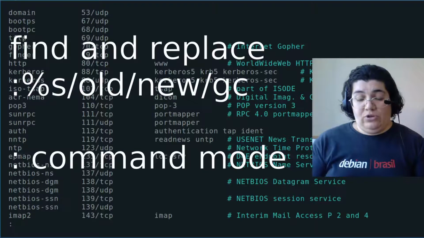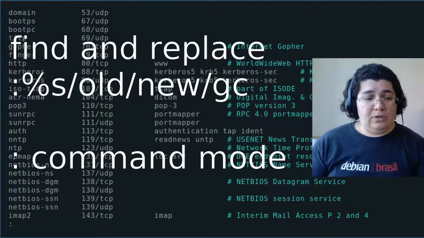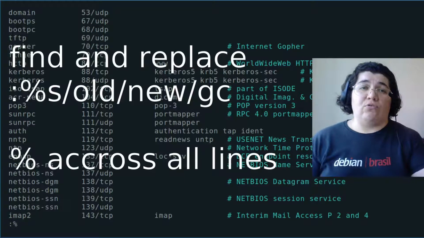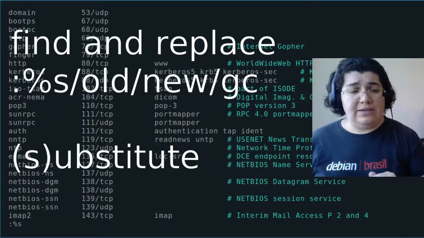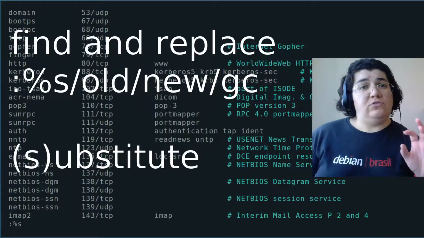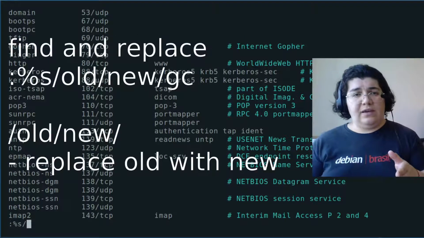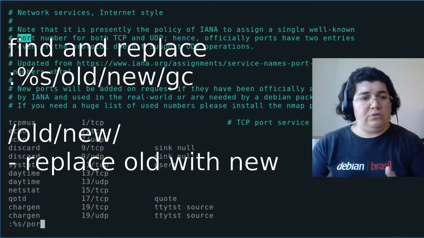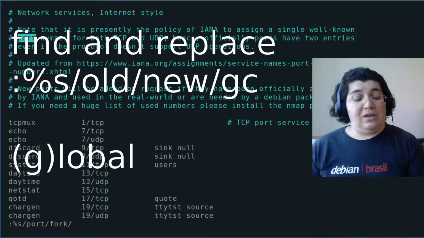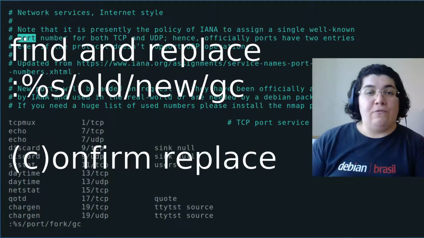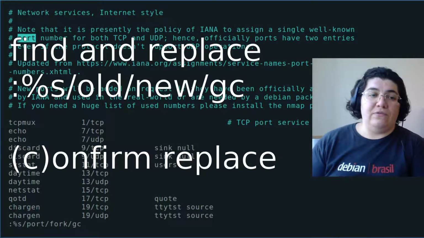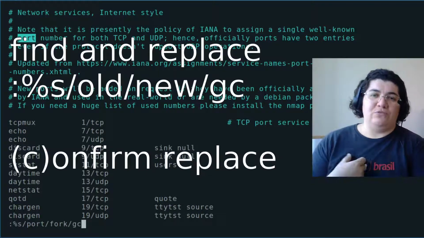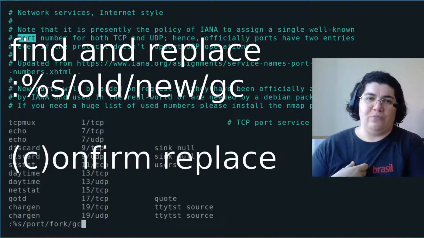So I'm in the command mode with the colon. I'm using the percentage sign. That means that I want this across all the lines. Lowercase s to substitute, slash to find that piece of text. I want to replace everything that is port with fork. And then I want this to be global. I want to confirm every occurrence of the word port that I'm going to replace with fork. I want it to confirm with me if I'm sure I'm going to do this.